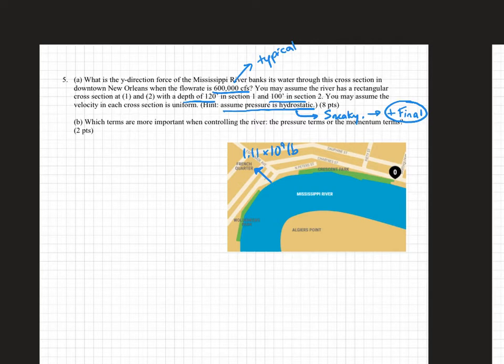The last little bit of this, so many of you just forgot this: the pressure terms and the momentum terms. Which one is more important? All you had to do was look at your answer and tell me which one was bigger. A lot of you forgot to do it, which was very upsetting for me.